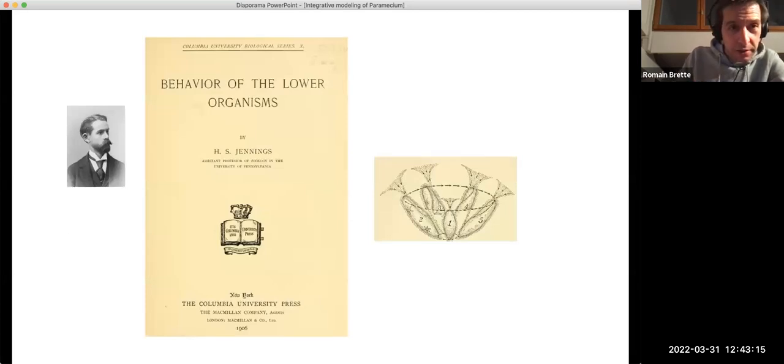So as I mentioned, there's an amazing book from 1906 by Jennings called The Behavior of the Lower Organisms. There are lots of details about the behavior of paramecium and also a few other species. So many things that I will show you are actually coming from this book.